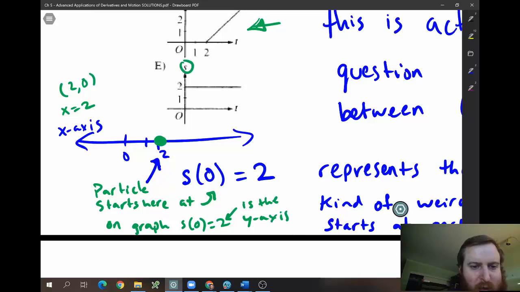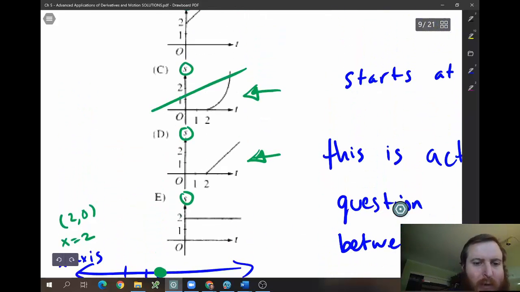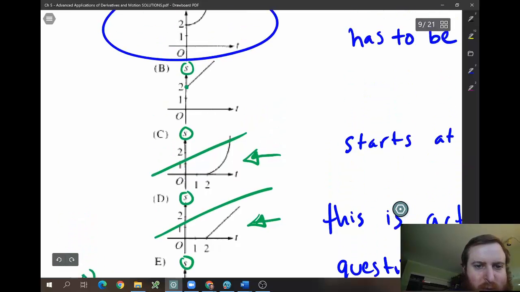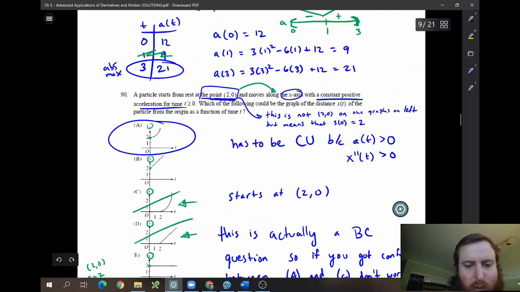And so that's where it starts, and so that means that the position at time 0 where it started, the position was 2. So actually we can cross out C and we can cross out D, because it has to start at a position of 2. So that's how we kind of looked at that. So we're between A, B, and E.